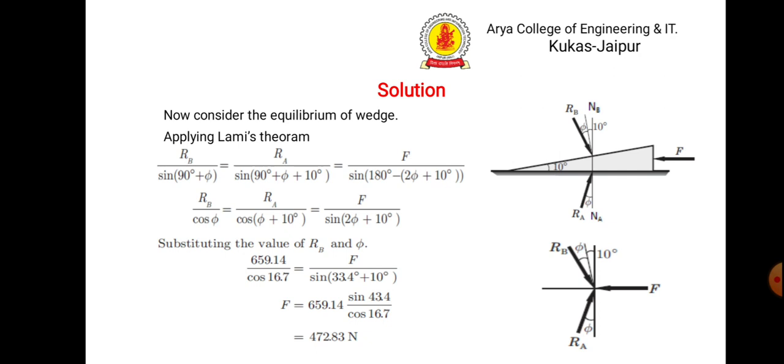If we apply Lami's theorem here, then RB upon sine of 90 plus phi, RA upon sine of 90 plus phi plus 10, equals F upon sine of 180 minus 2 phi plus 10 degrees. Again we know that phi is 16.7. By substituting the values of RB and phi, F is 472.83 Newton.